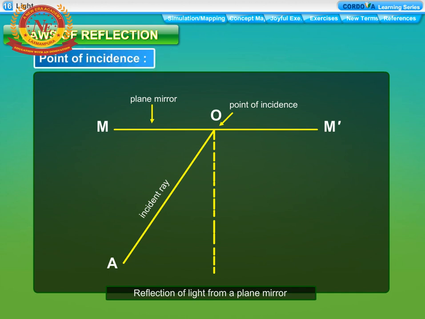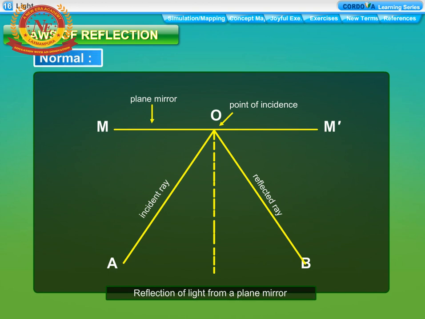Point of incidence. The point at which the incident ray strikes the reflecting surface of the mirror is called the point of incidence. The incident ray AO strikes the reflecting surface of the mirror at a point O. Therefore, O is the point of incidence. Reflected ray. The ray of light which is sent back after reflection by the mirror is called reflected ray. OB is the reflected ray. The reflected ray always goes away from the mirror.